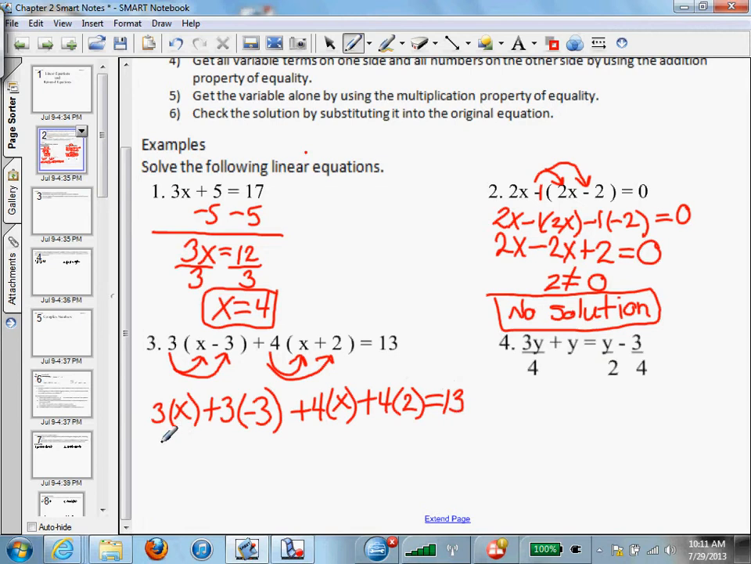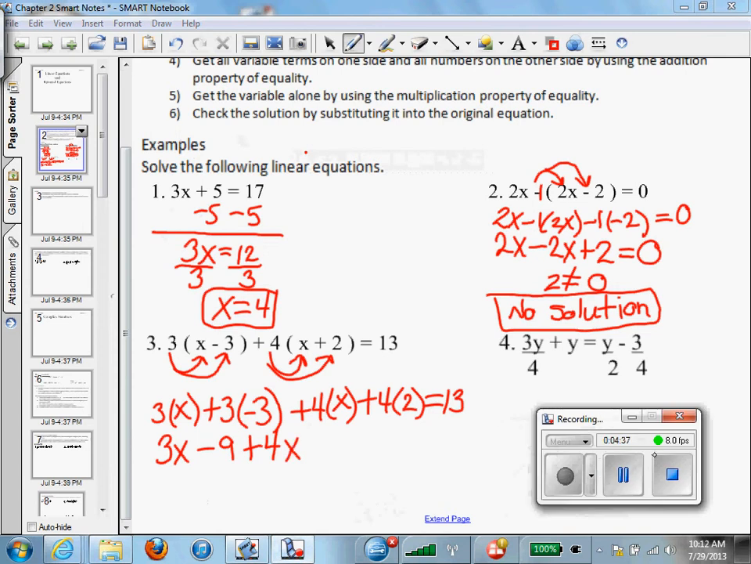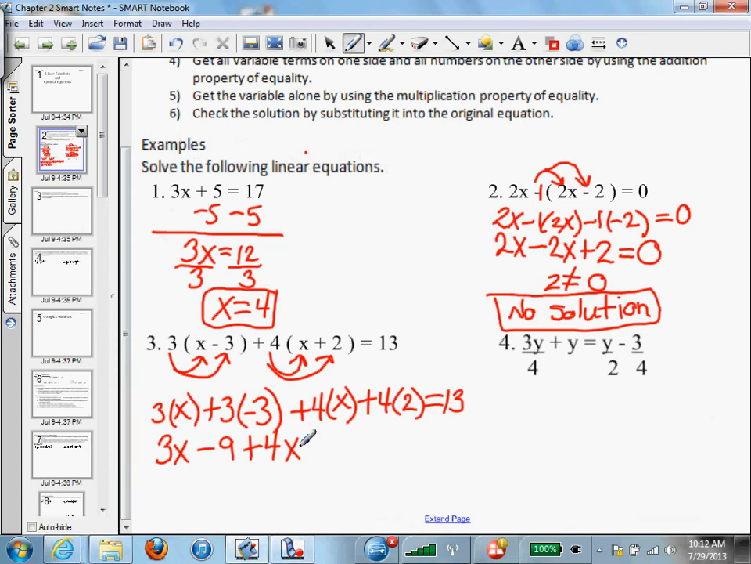Okay, so now let's go through and simplify. 3 times x is 3x. 3 times negative 3 is negative 9. 4 times x is 4x. Okay, so now we have 4 times 2, and that is 8, equals 13. Okay, so if we go through and simplify, 3x plus 4x is 7x. Negative 9 plus 8 is negative 1, equals 13.